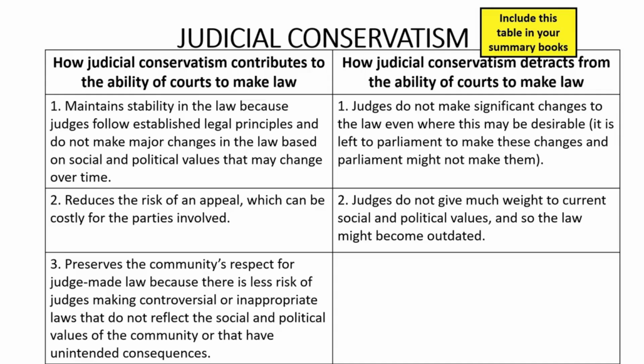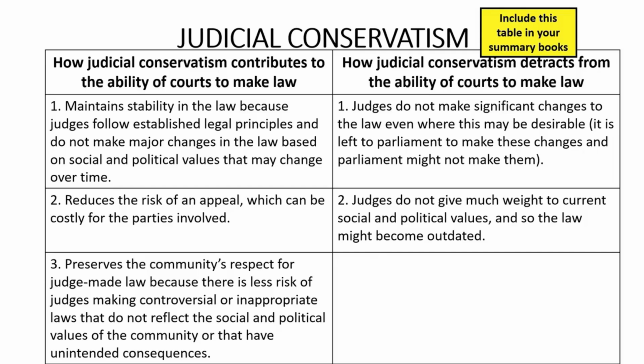The first way in which judicial conservatism contributes to the ability of the courts to make law is that it maintains stability in the law because judges follow established legal principles and don't make major changes in the law based on social and political values that can change over time. In contrast, a disadvantage of judicial activism is that it can result in unpredictability because a judicially activist judge may make significant changes to the law based on social and political values, which, as I've said, can change over time. In addition, the major changes to the law made by a judicially activist judge can impose costs on people who've arranged their business or other affairs on the basis of the existing law.